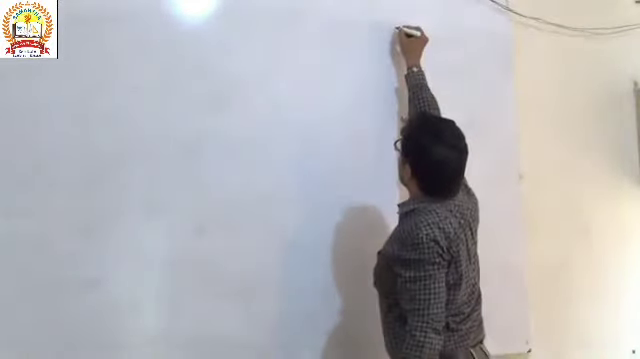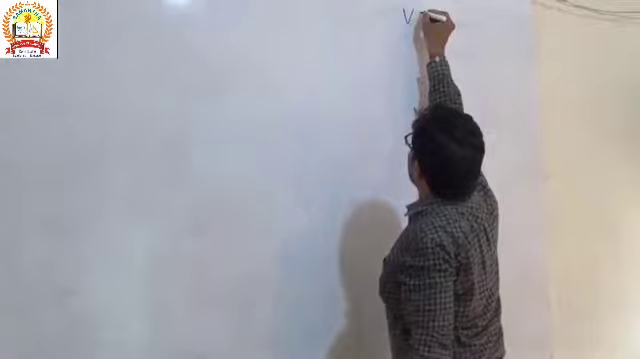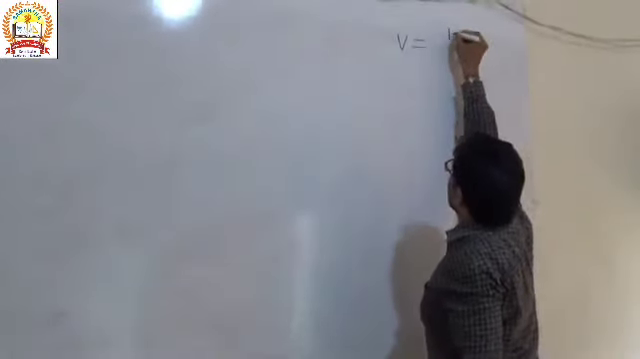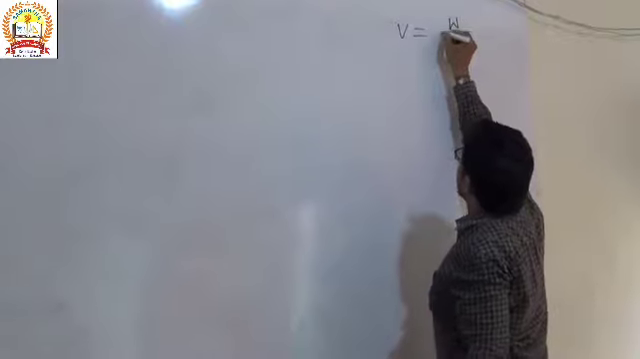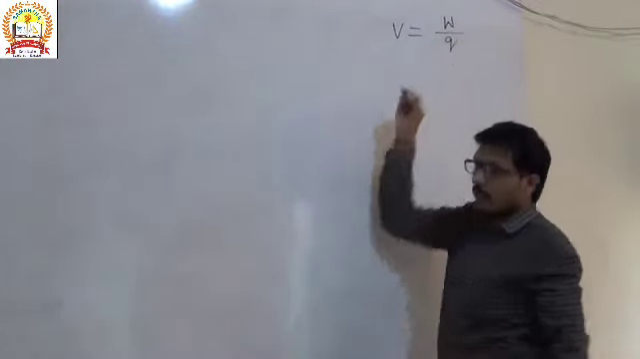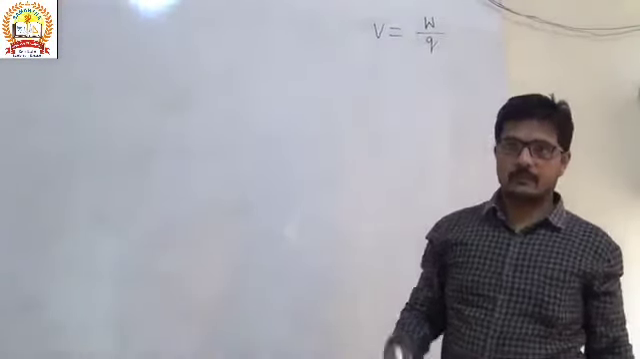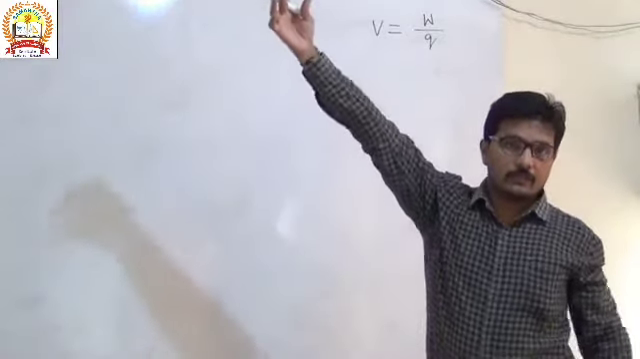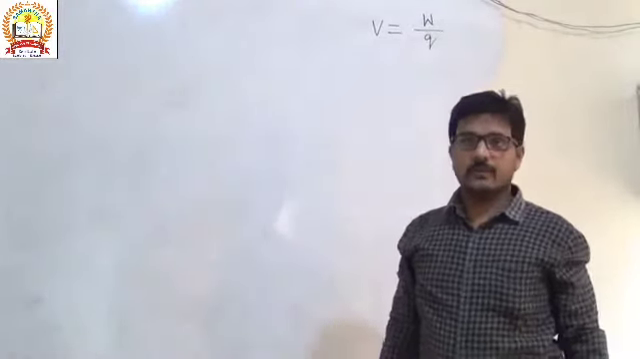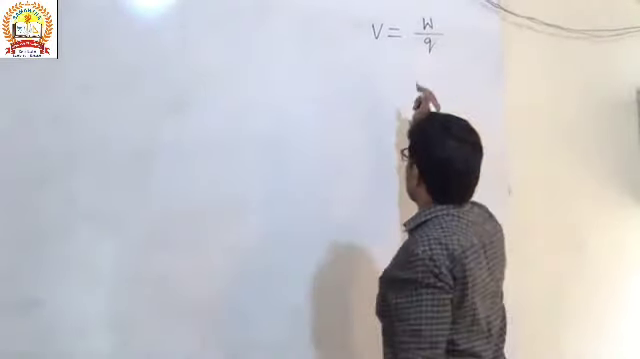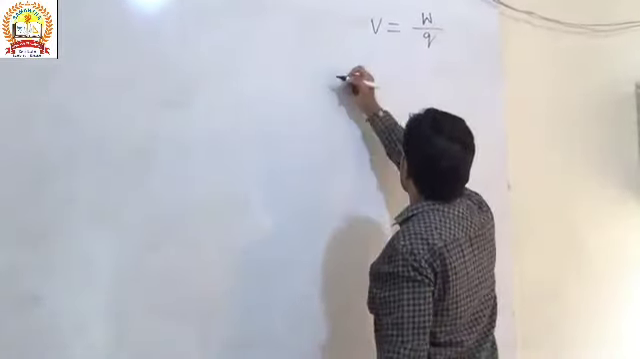The first one is electric potential. The electric potential V is equal to the work done by the test charge, the amount of work done to bring the charge from infinity to the given point. We are taking the charge from infinity to the given point against the field, so we need to do work. That is the electric potential.